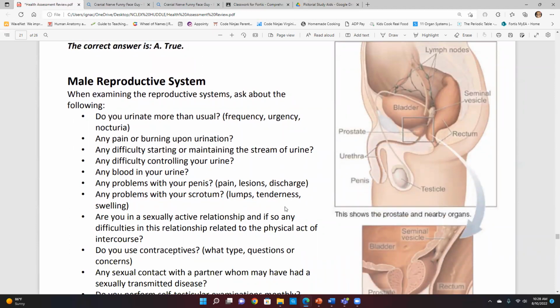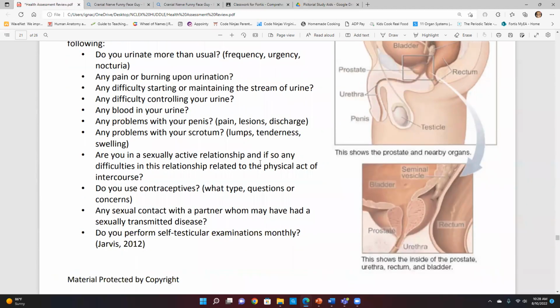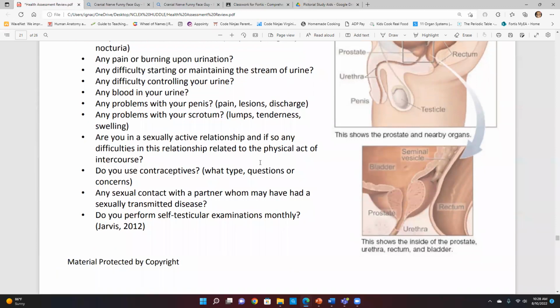Okay, so reproductive system, you're going to ask, you know, about urinary frequency, urgency, nocturia for both your male and female patients. You're going to ask about burning, any dysuria, right? Difficulty urinating, any blood in the urine. For the males, you're going to ask, is there any problems with your penis? Are there any lesions, any discharge, any problems with the scrotum, right?